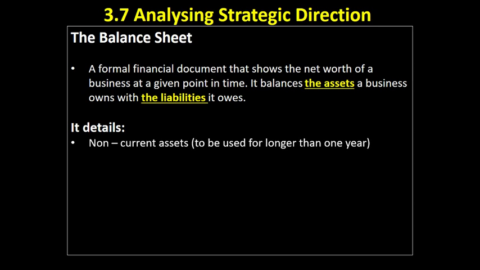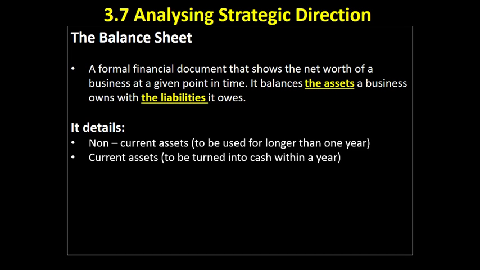A balance sheet will tell you the non-current assets. It sounds complicated, but assets are things that are used to generate income for the business, and non-current basically means these things are going to be used to generate income for the business in the long run. So these are things like vehicles, factories, machinery. Their worth will be detailed in the balance sheet under the heading non-current assets. And when I say a formal financial document, all of these terms are official terms that have to be used.